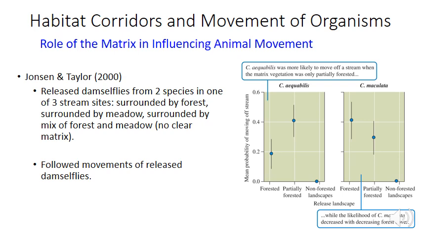What they found was in two different species of mayfly, those that were released in streams with a matrix of forest were much more likely to move away from their release sites and into the forests than were individuals that were released in streams that were surrounded by meadow habitats. So essentially those meadow habitats provided a much starker boundary for mayfly movement than the forest habitats.